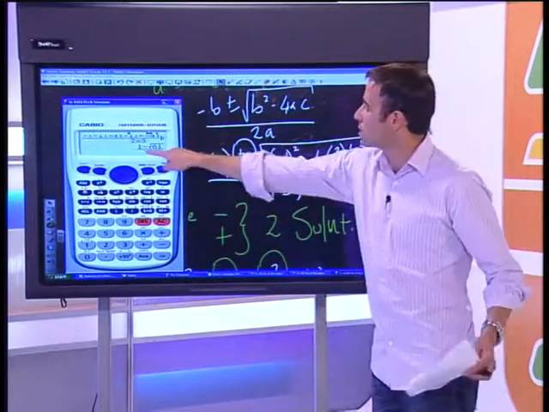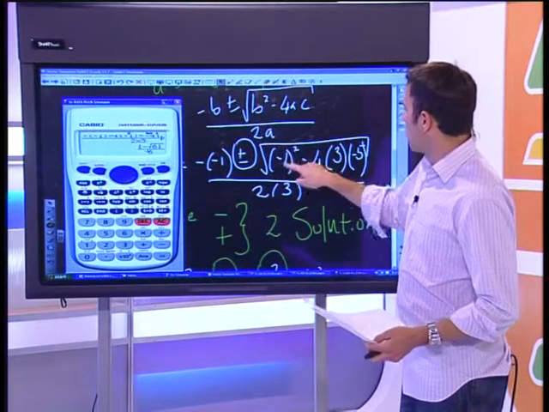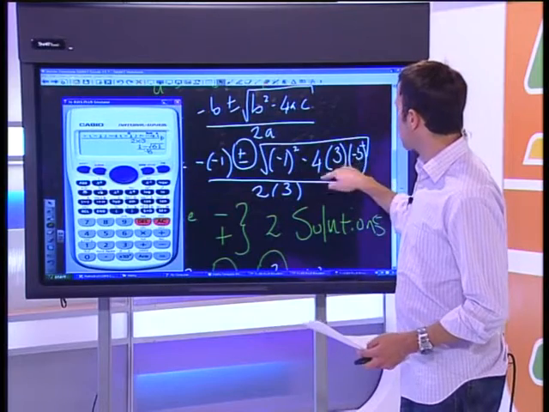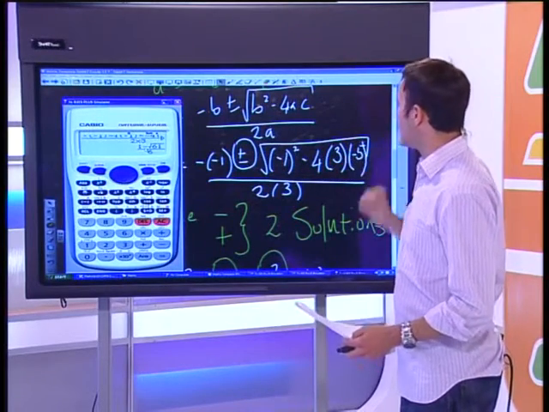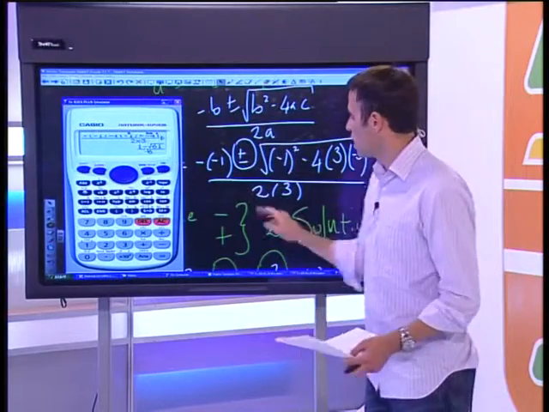Let's use the minus minus. 61. How do we get 61? We go minus 1 squared is 1. A minus times a minus is a plus, so it's 1 plus 4 times 3 is 12, and 12 times 5 is 60. And then you end up with 61. On the bottom you have a 6, 2 times 3.